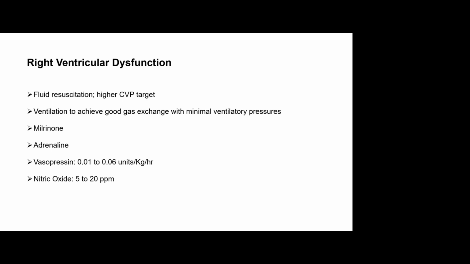Milrinone is the first choice drug. It improves inotropy and causes relaxation of the right ventricle. We can add adrenaline as an additional drug, and vasopressin. So this is my practice. I often use milrinone, adrenaline, and vasopressin for children who have significant right ventricular dysfunction coming off cardiac surgery, and also add nitric oxide from 5 to 20 parts per million, if they need more support than the three drugs.